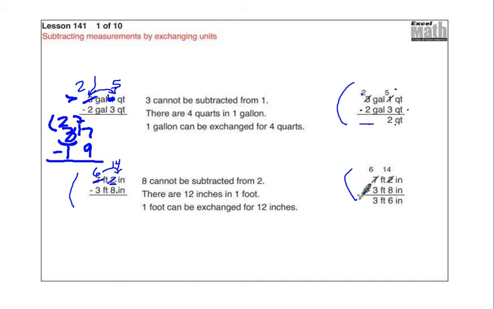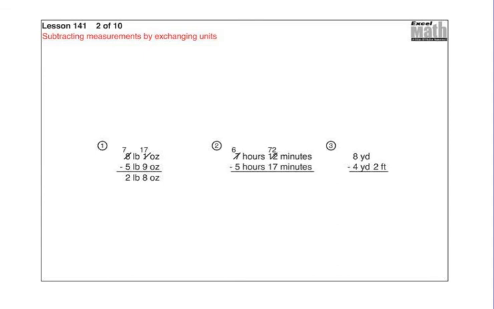Then the subtraction can be done. 14 take away 8 is 6. 6 minus 3 is 3. And so the answer is 3 feet 6 inches. All right, here's another example for you. Number 1 shows 8 pounds 1 ounce minus 5 pounds 9 ounces.